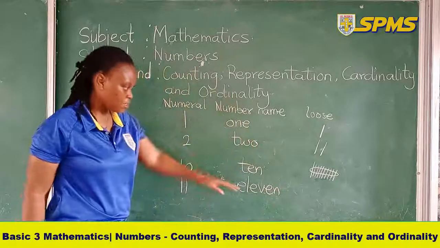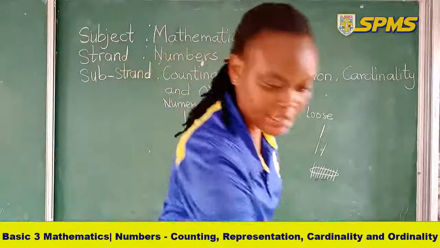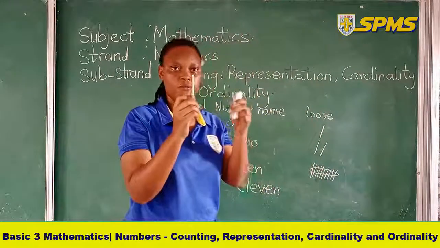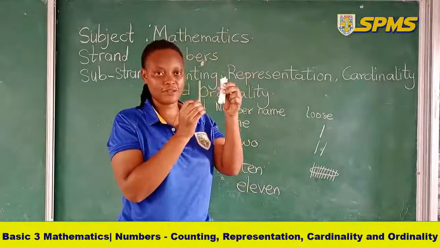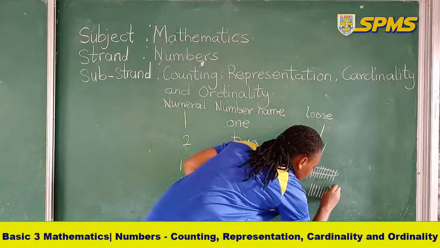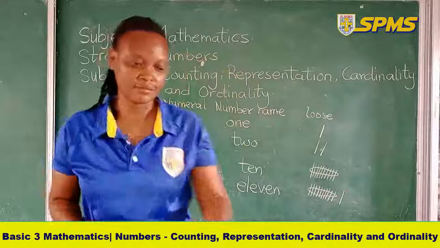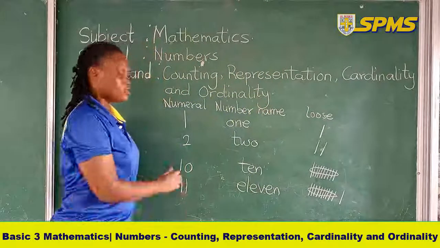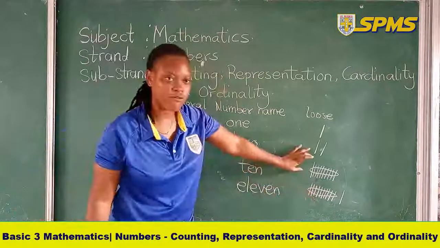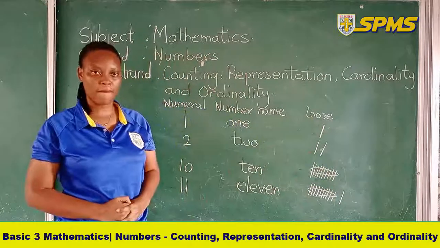Let's look at the next number, which is 11. So our number name will be E-L-E-V-E-N. So for 11, we need 1 bundle. That is what? A 10. And then 1 loose straw to make what? 11. So we'll have a bundle of 10 and then a loose 1. Let's look at what we have on the board. So 11 takes a form of 1 ten, and then this 1 loose straw.